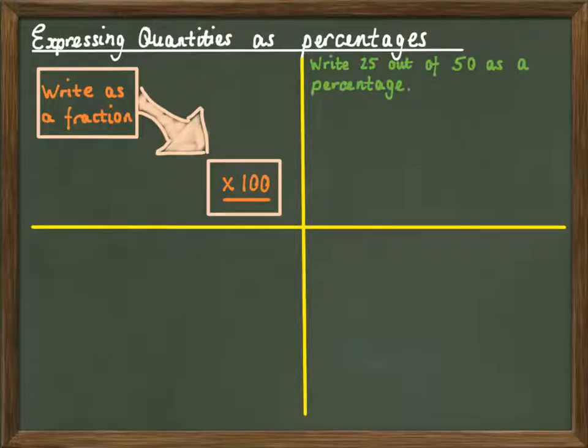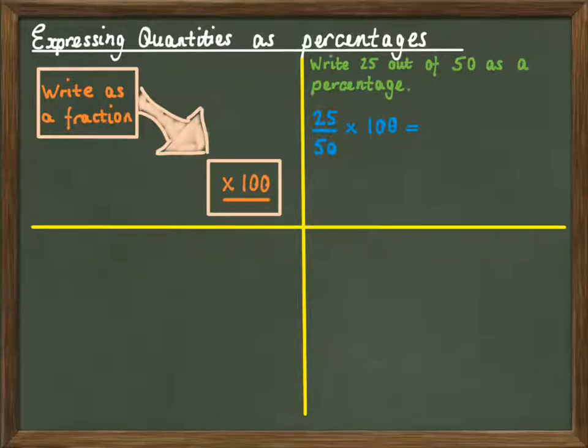The first question we'll look at then, the green question: write 25 out of 50 as a percentage. Now, some of you may be able to already say that that's 50% because it's half marks. I'm going to show you a method whereby if you're working with more difficult numbers, you're still going to be able to work out the percentage. So first step, write as a fraction. So 25 over 50, and then the next step to change it into a percentage, times by 100.